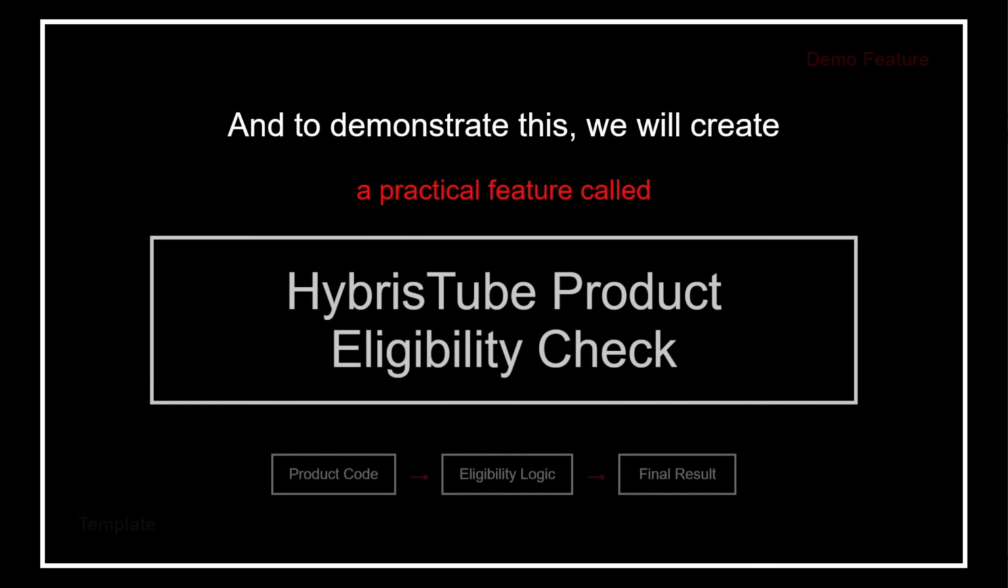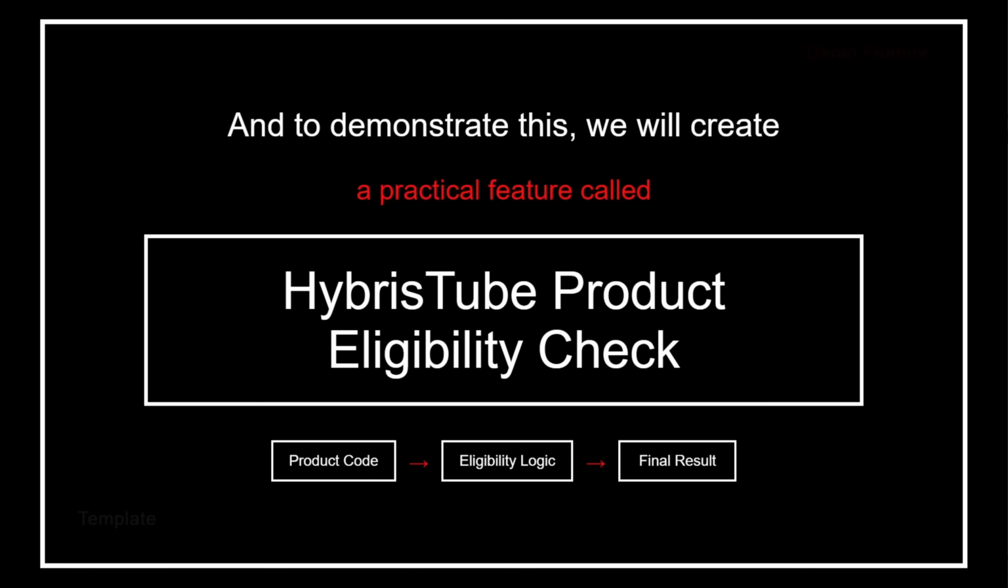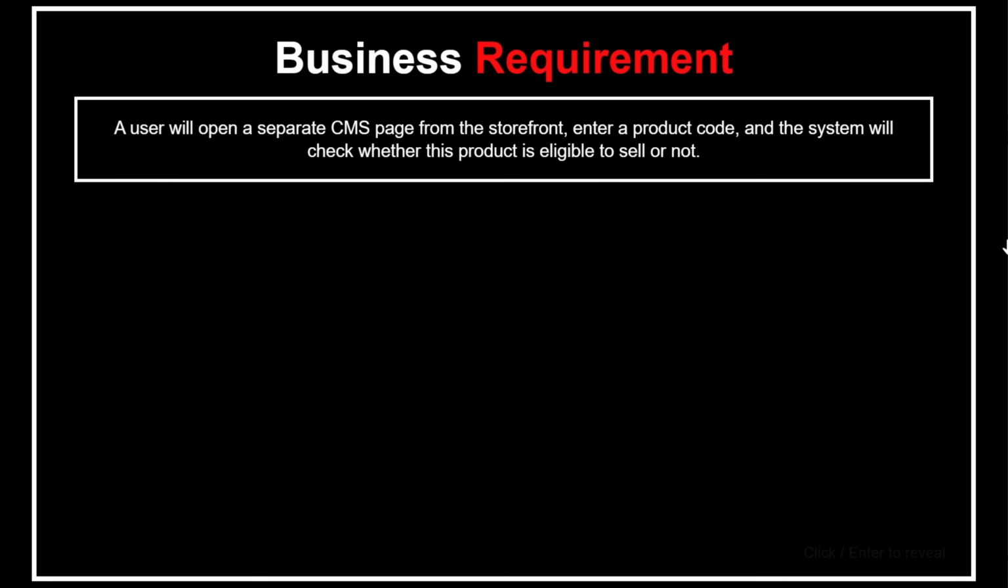To demonstrate this, we will create a practical feature called HybrisTube Product Eligibility Check. The business requirement is very simple: a user will open a separate CMS page from the storefront. On that page, the user will enter a product code. Then the system will check whether this product is eligible to sell or not.